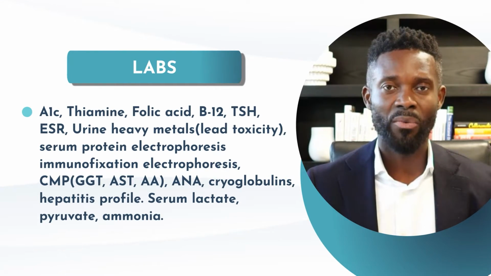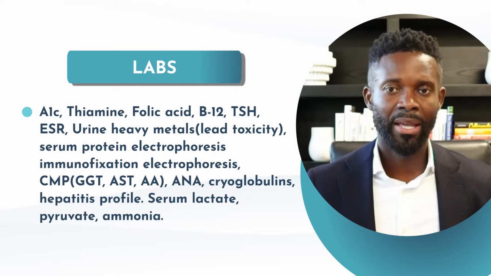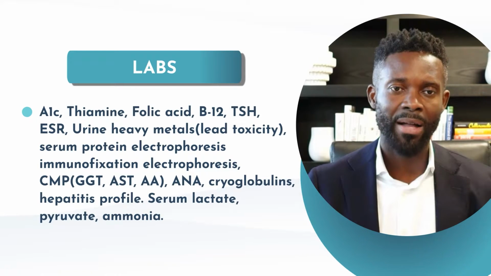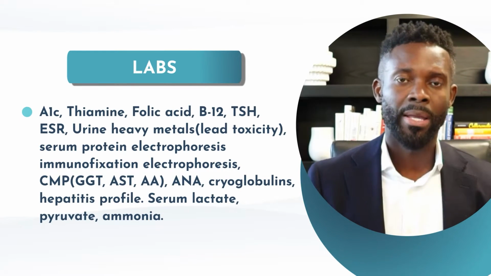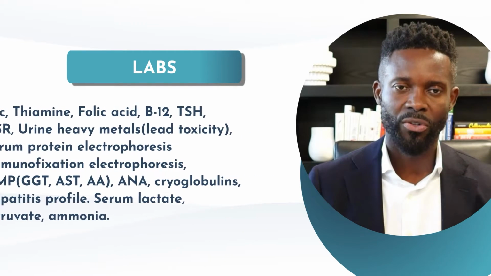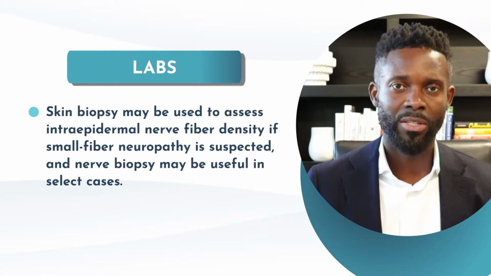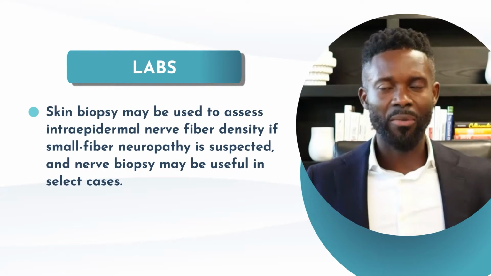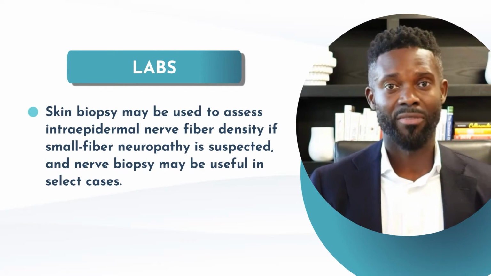These are all tests that we use to understand individual status in terms of alcohol intake, checking for hepatitis profile, serum lactate, pyruvate, and ammonia. These are all things that we need to understand because all of those can influence neuropathic issues. And I talked about potential skin biopsy if we're looking for small fiber neuropathy. Things that we talked about is the conventional way of diagnosing and making sense of neuropathy.